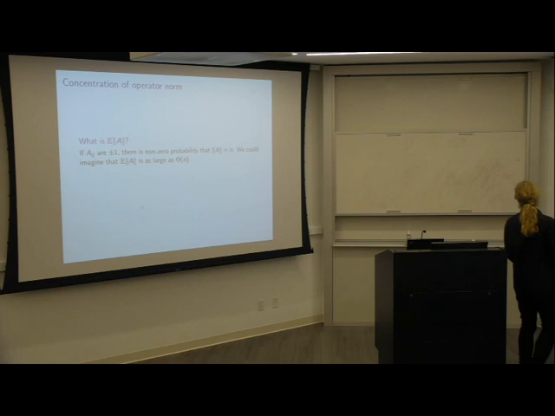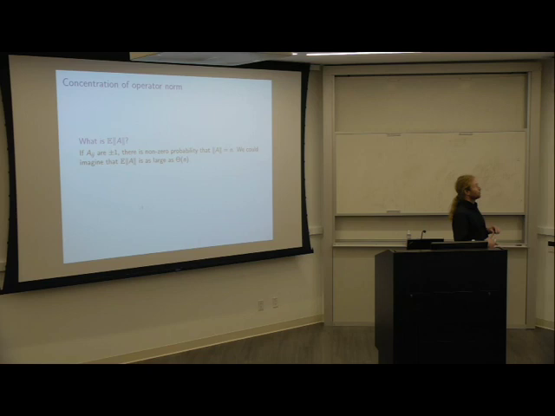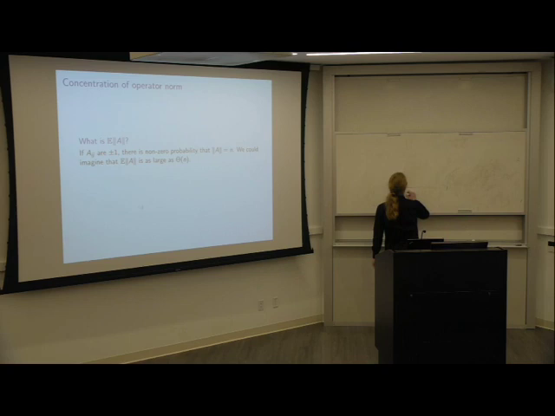And in fact, if all I know is that my entries are bounded by plus minus one, there is non-zero probability that I will just get a matrix that has all one entries. This matrix has a spectral norm n. So a priori, the spectral norm could be anything between zero and n.